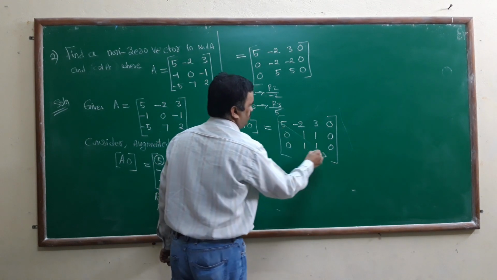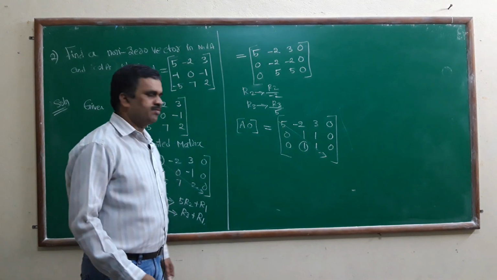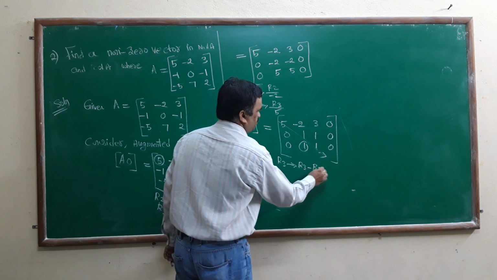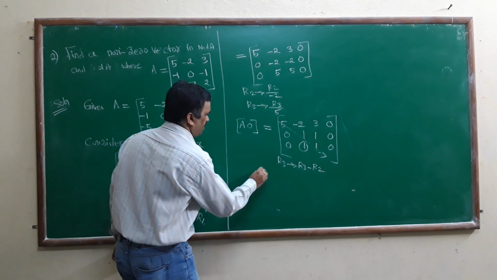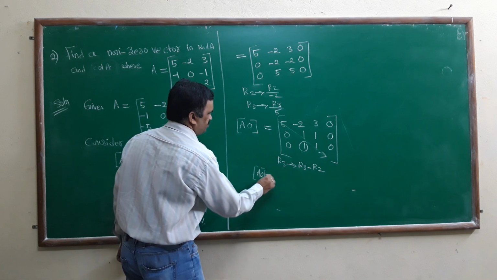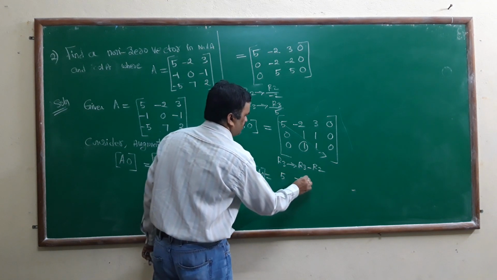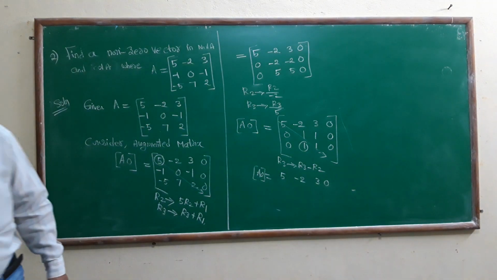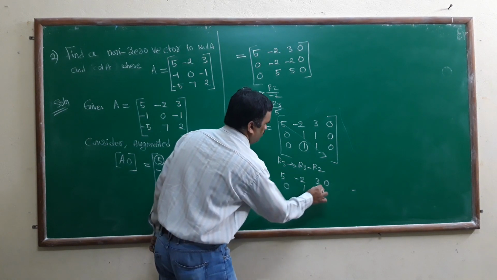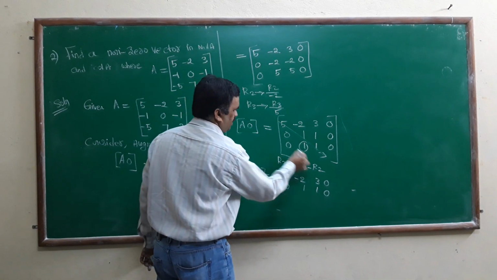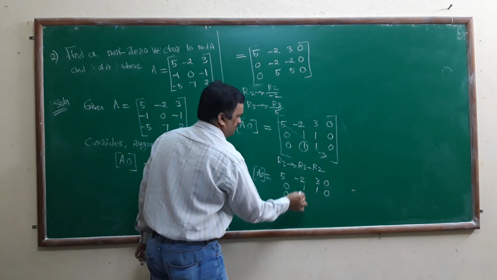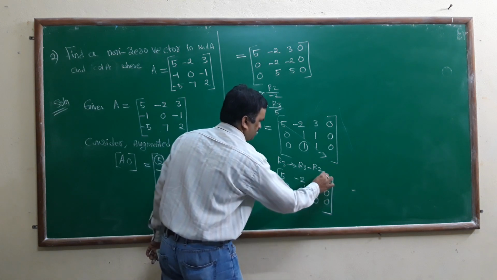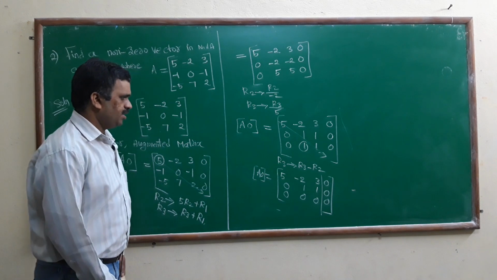Again I will try for echelon form. I will make this element also 0. R3 implies R3 minus R2. So A, the augmented matrix A0, is equal to: first row as it is 5 minus 2 3 0. Second row 0 1 1 0. Third row, simply we have to subtract: 0 minus 0, 1 minus 1, 0 1 minus 1 0 0 we got. This is A and that is the 0 matrix we got. And that's all, we got echelon form.